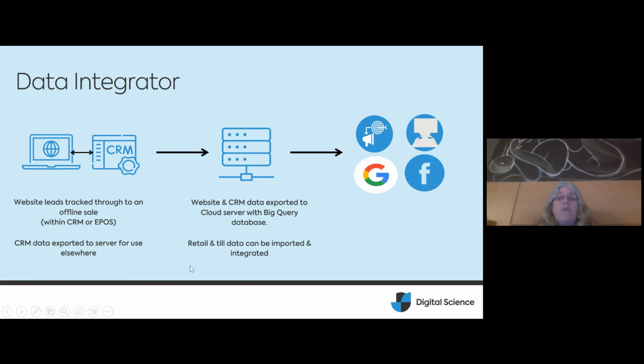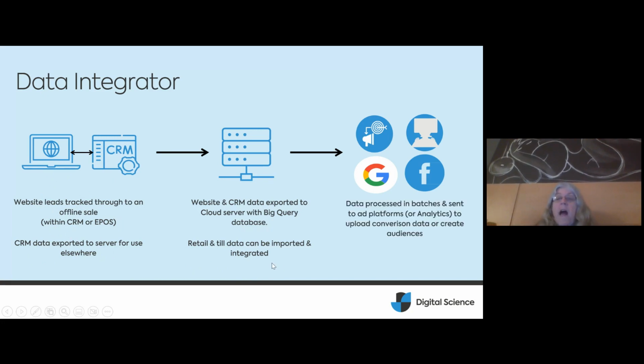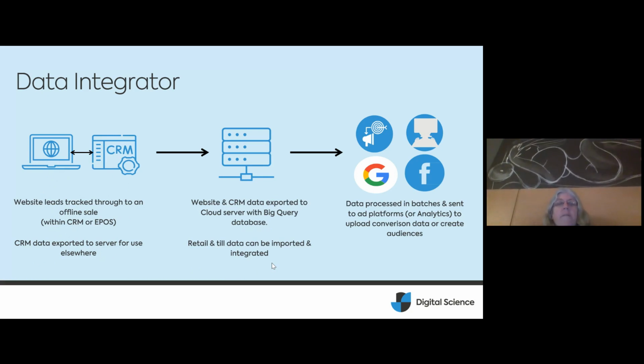And we can also use retail and till data, and that can be imported into the data integrator as well. And then we process the data in batches, and it can be sent up into the ad platform, or it can be sent into analytics using something like the measurement protocol API. And we can use that conversion data or create audiences. So this is basically the core step that moves the data around.